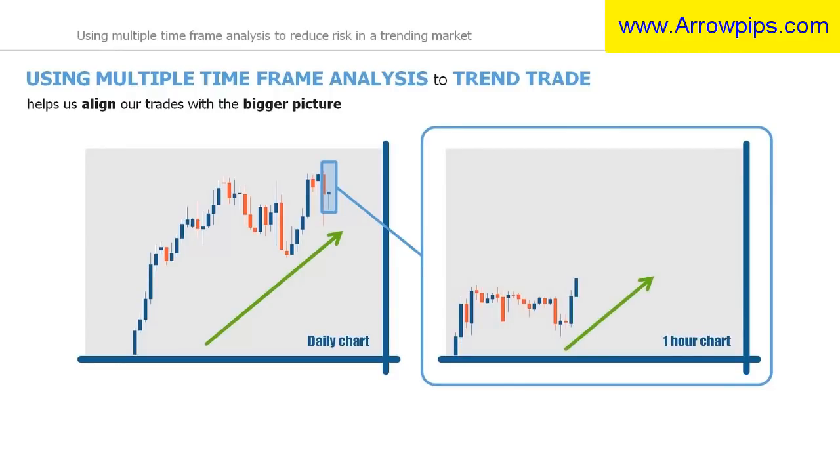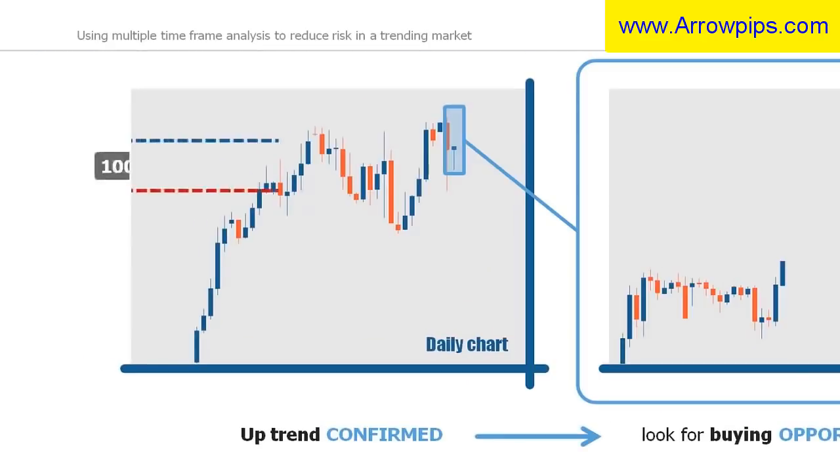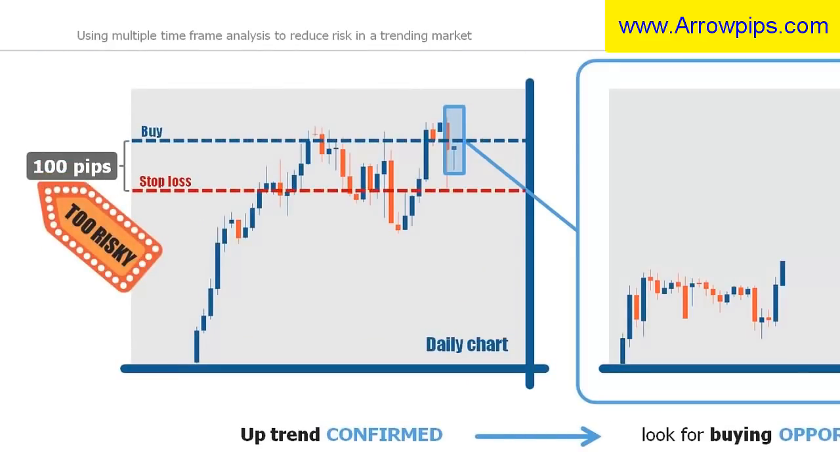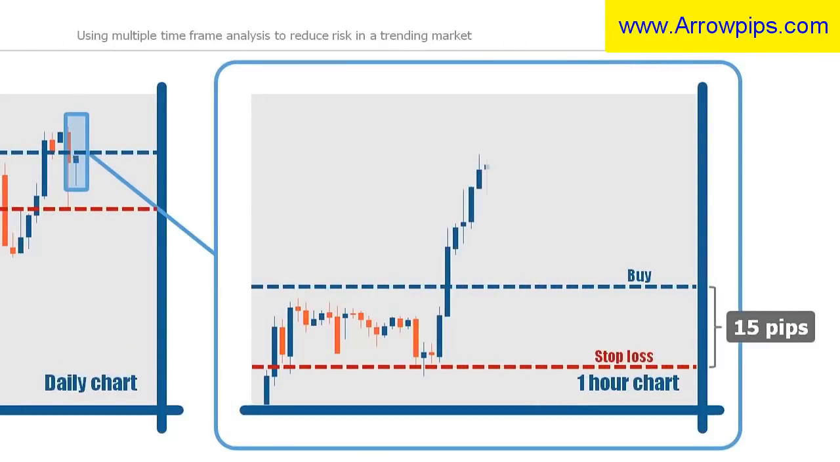In this example, we have a daily and 1 hour chart both in an uptrend. Therefore, we only want to be looking for buying opportunities. Instead of entering a trade on a daily chart with a large stop loss, we can enter a trade on the 1 hour chart using a smaller stop loss, which enables us to reduce our initial risk.